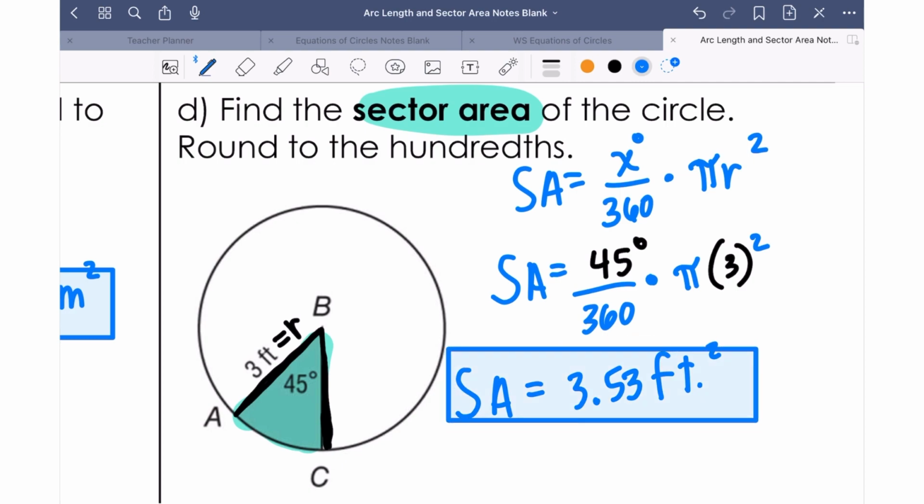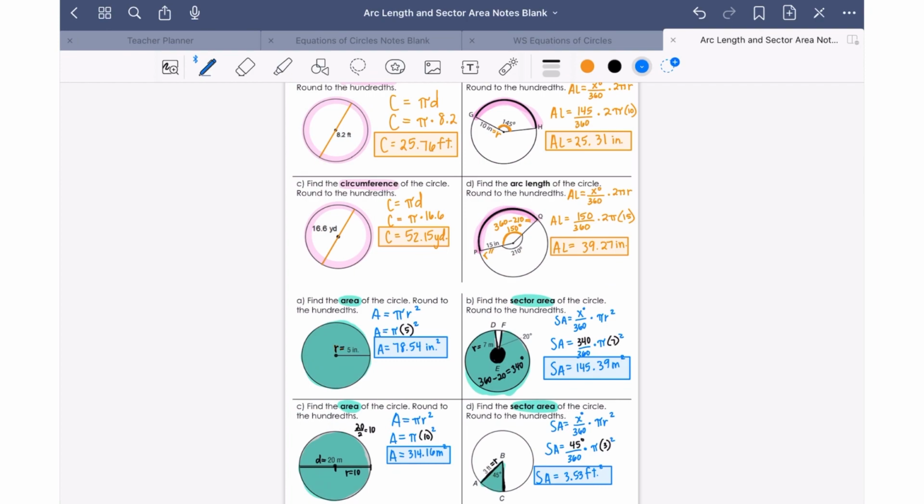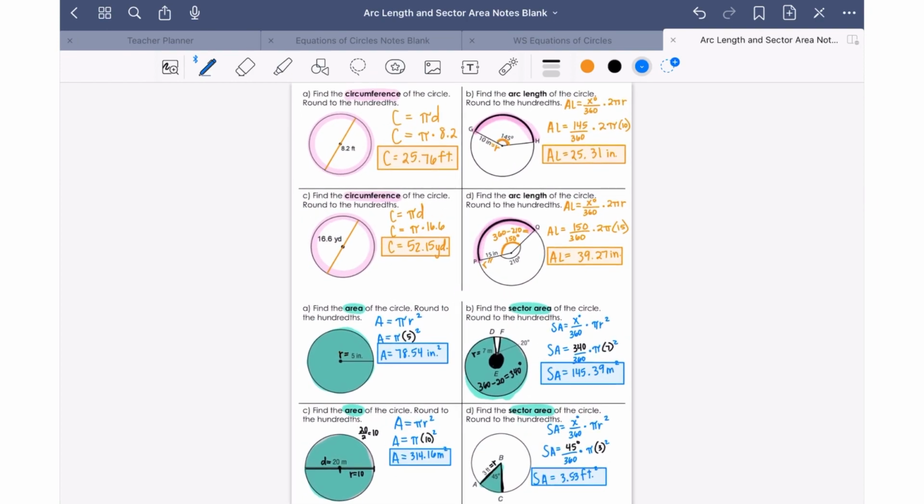Okay. All right, so the good news is you've learned everything you need for our next quiz, which is going to cover equations, arc length, and sector area.